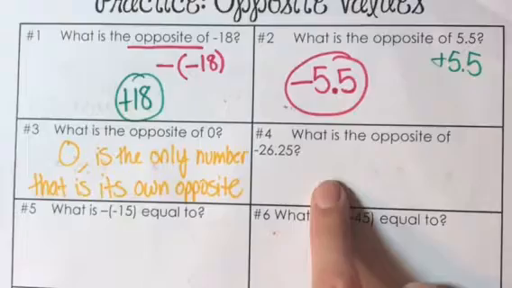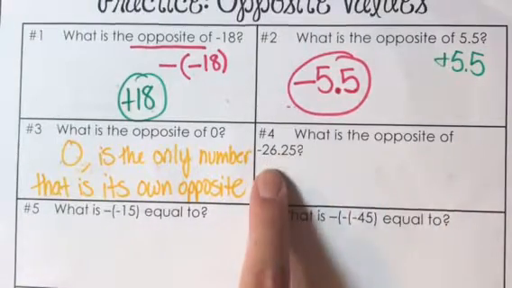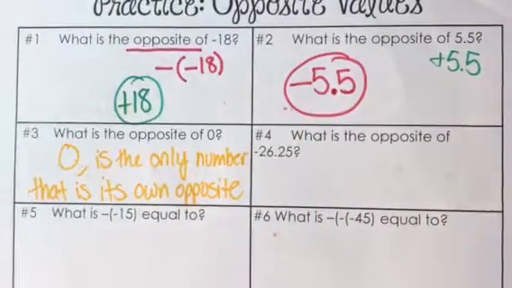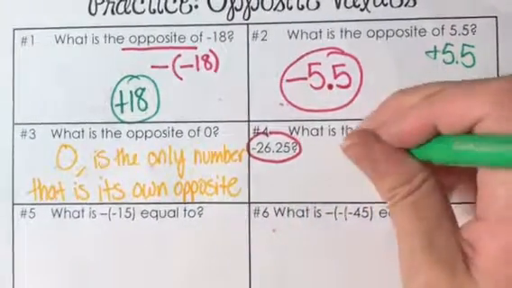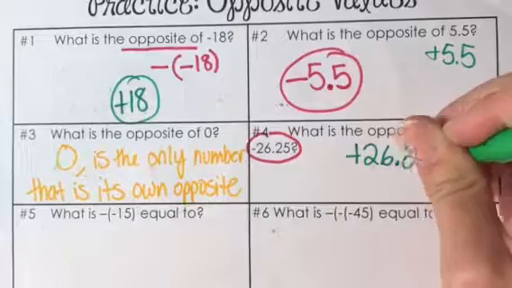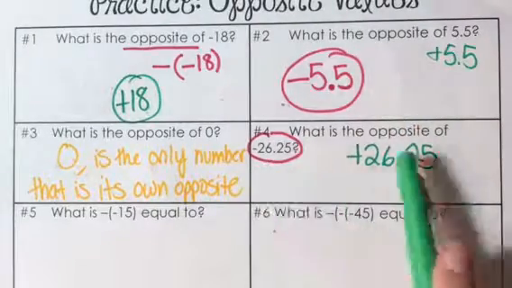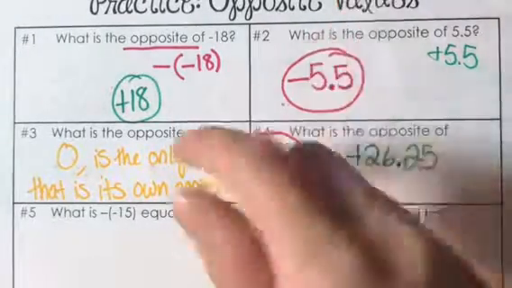Looking at number 4. What is the opposite of negative 26.25? Well, the opposite of that would be positive 26.25. Negative, positive, same numbers. We're good. Moving on.